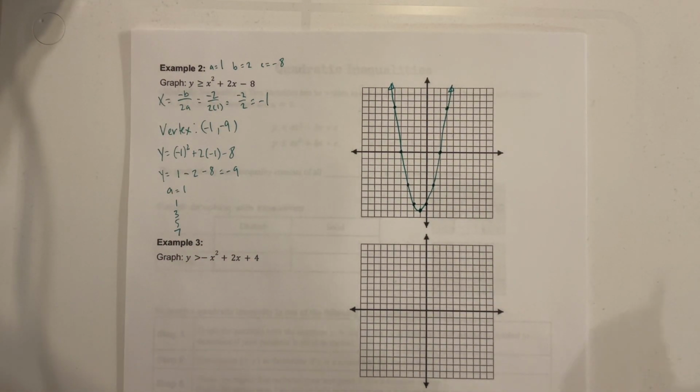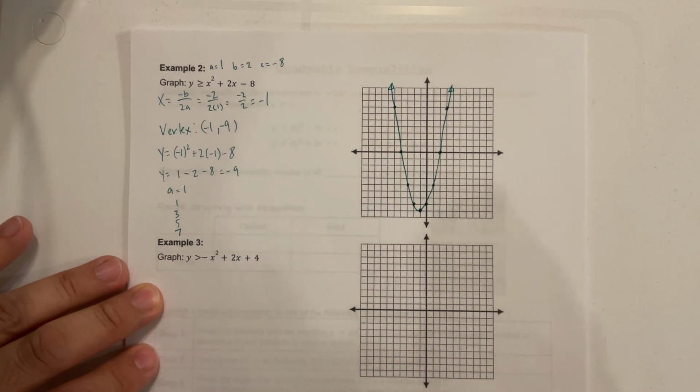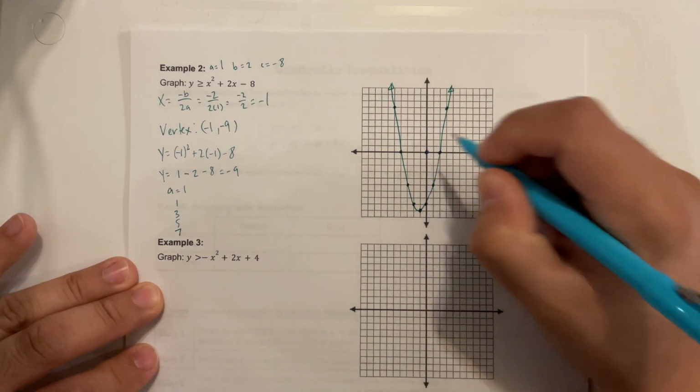Okay? Now from here, we're going to get a test point to see where we shade. Again, you'll notice the graph did not pass through the origin 0, 0. So that's going to be my test point right here. I'm going to test 0, 0.